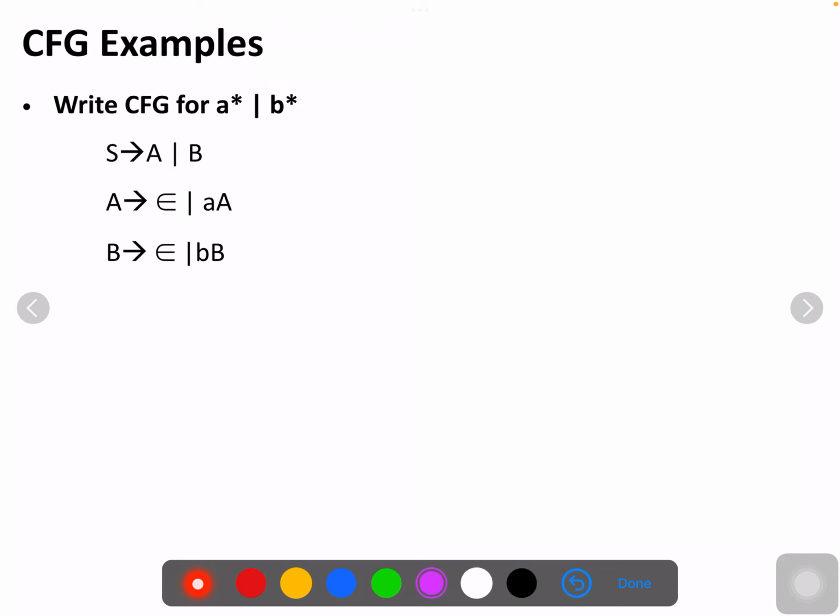Okay. Now let us move to the next one. Either write a CFG for A star or B star. How do you write A star or B star? You can take S gives A or B. What is A? A gives A any number of times, or it is 0 times. Or B star, it is nothing but it can be 0 times or it can be any number of B.